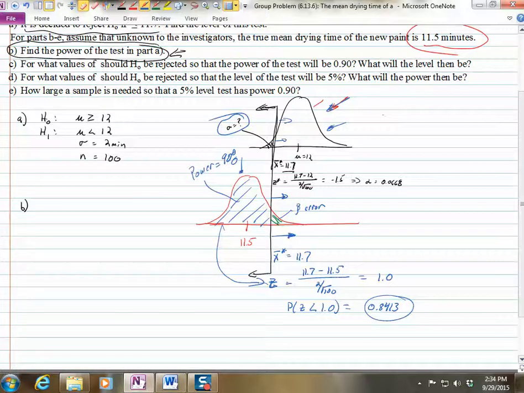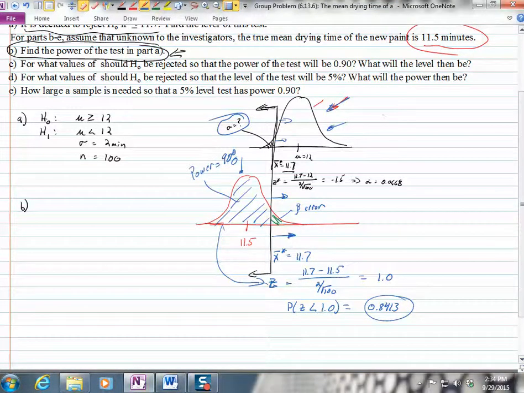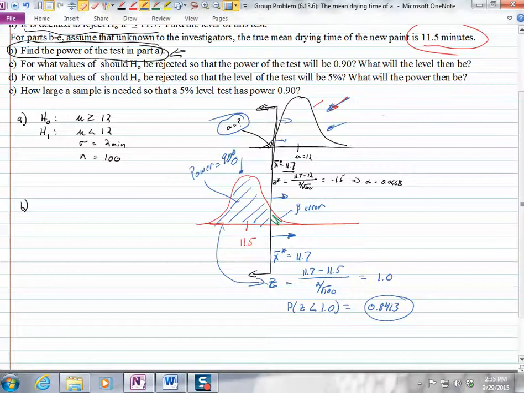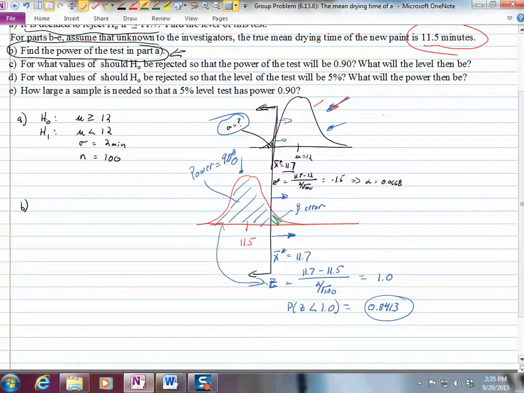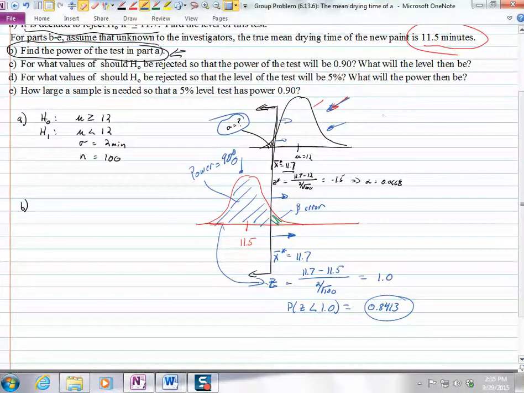My question was, well, we won't ever know the true mean if we're actually doing statistics, right? So why is this kind of problem applicable to statistics? Because you will know, probably, that if you're doing some hypothesis test, you're saying, okay, we've got this test set up, and for some reason, if the mean drying time is 11.5, we're going to be in trouble. So what's the likelihood, if the mean drying time is 11.5, that our test picks up on that? And our test, as it's designed, 84% of the time, it will find that.